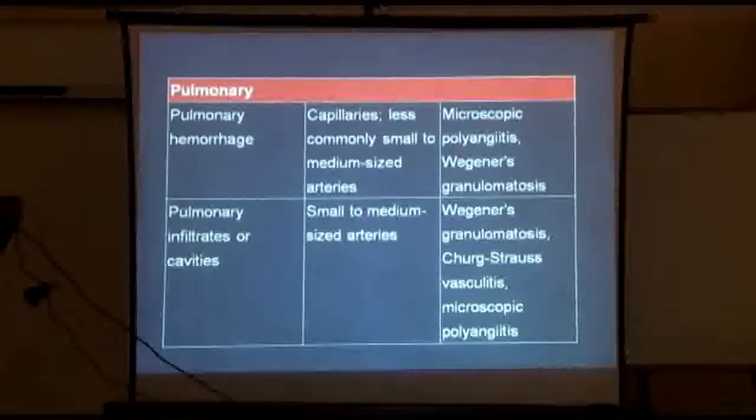That is microscopic polyangiitis, Wegener's granulomatosis, and Churg-Strauss vasculitis, where in addition to pulmonary infiltrates and cavities, you will also get eosinophilia, peripheral eosinophilia. That's very, very important to differentiate these two conditions from Churg-Strauss syndrome.